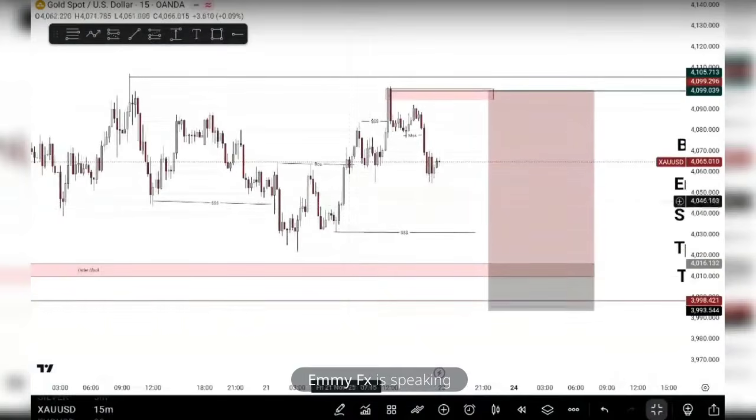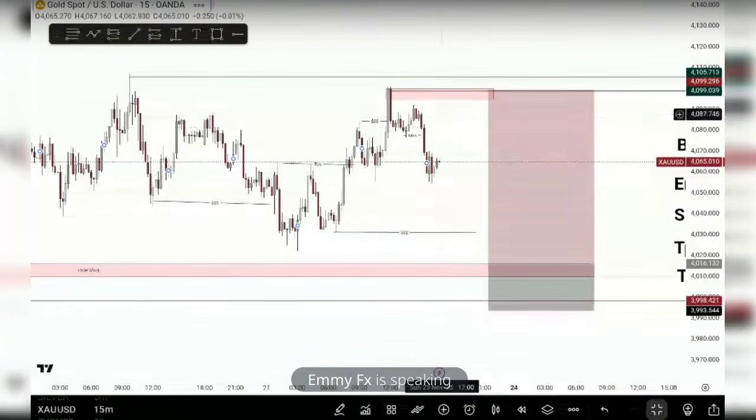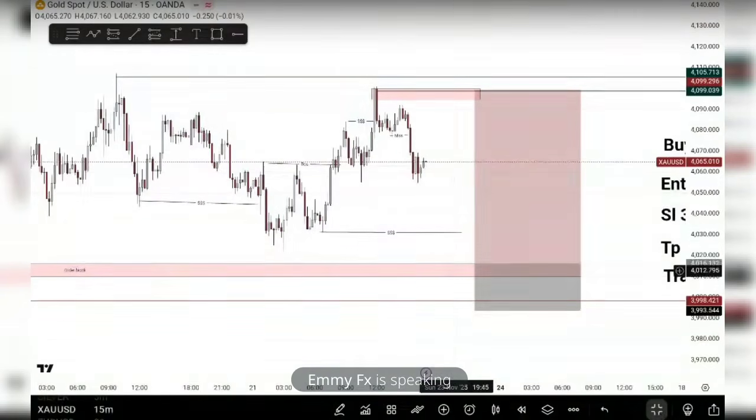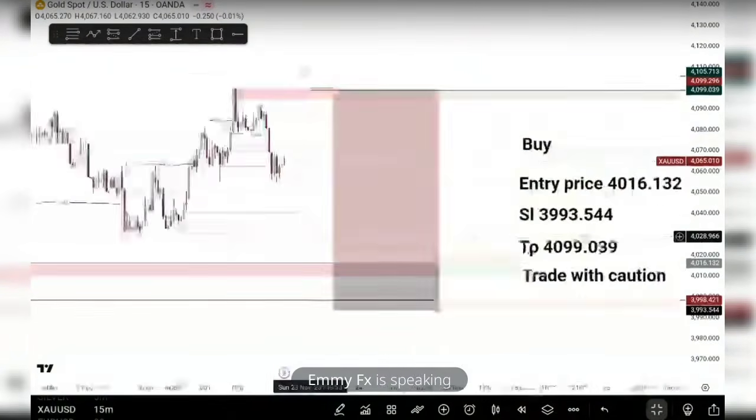If you want to chase the market from this demand zone, you could get stopped out. But if price reacts from this demand zone before moving to the upside, you are just good with it. But to stay safe, just buy from this demand zone.